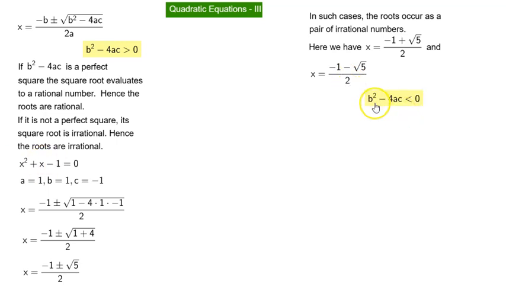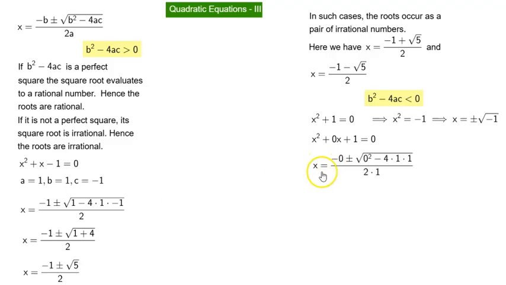Now let's take the other case. B square minus 4ac is less than 0. So let's take another example. X square plus 1 is equal to 0. So we can do it straightforward. X square is equal to minus 1, which implies x is equal to plus or minus square root of minus 1. Or if we want to use the quadratic formula, then remember b is equal to 0 here. So we can write it like this: x square plus 0x plus 1 is equal to 0.